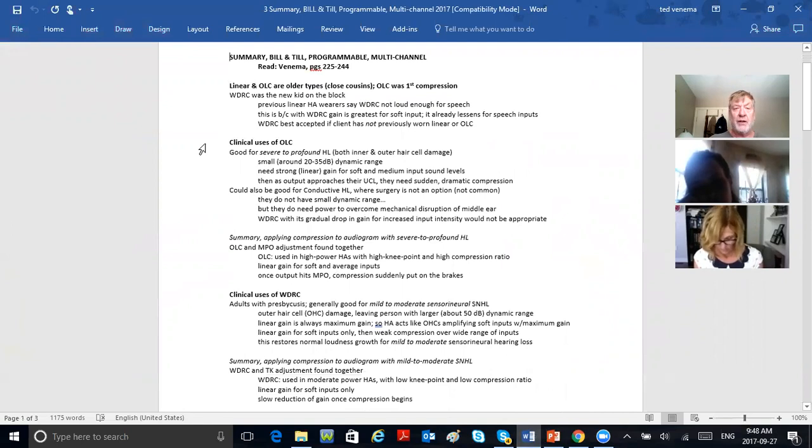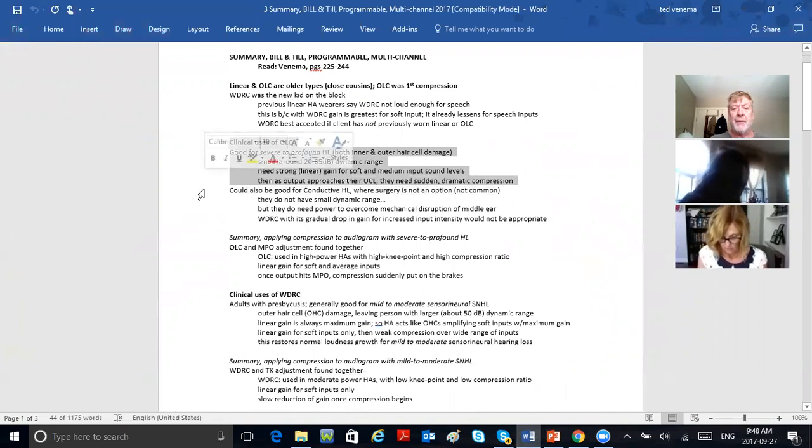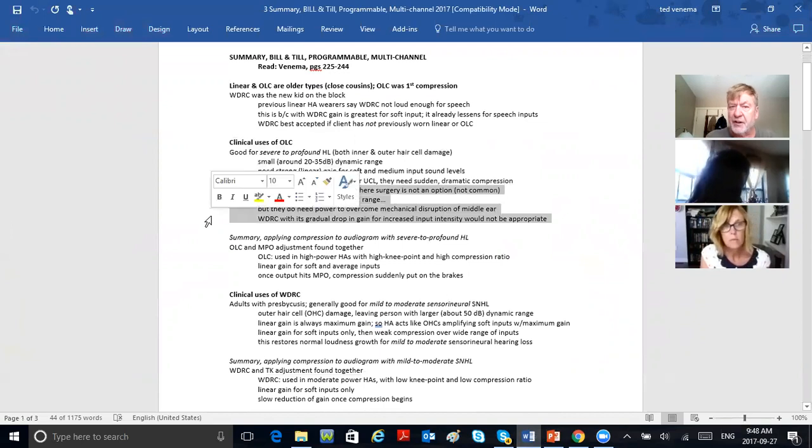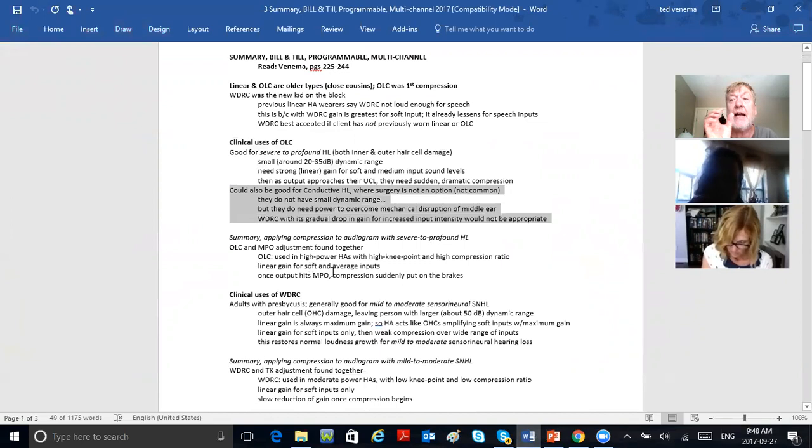Clinical uses of output limiting: severe hearing loss, smaller dynamic range. You could also use it for conductive hearing loss, because conductive hearing loss needs a lot of power, because conductive hearing loss is a mechanical blockage of sound, okay, mechanical blockage. Conductive hearing losses aren't often fit with hearing aids, of course, because conductive hearing loss is medically treatable. However, in some cases where conductive hearing loss is not medically treatable, well, the person may wear hearing aids.